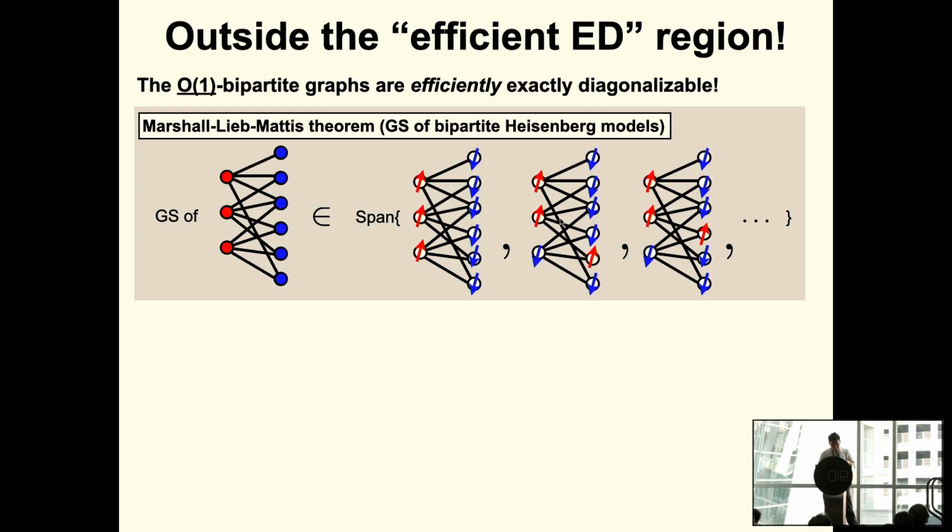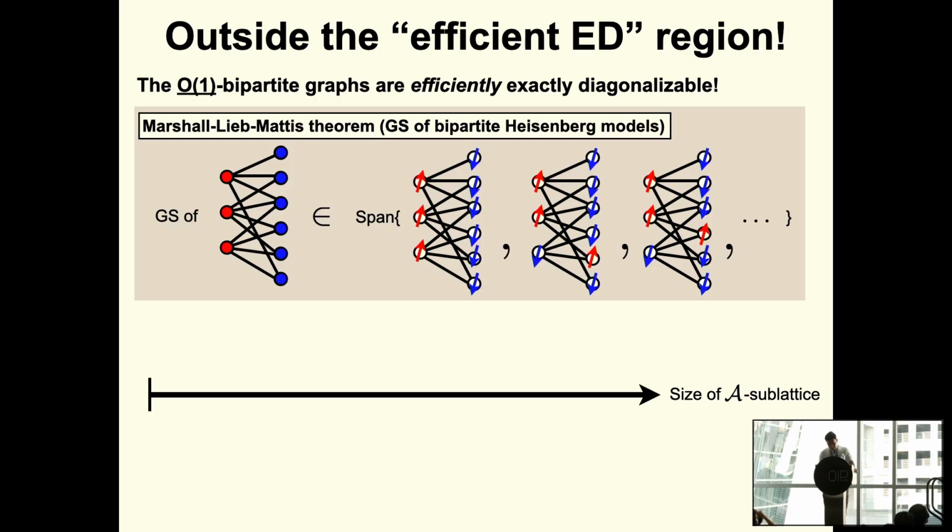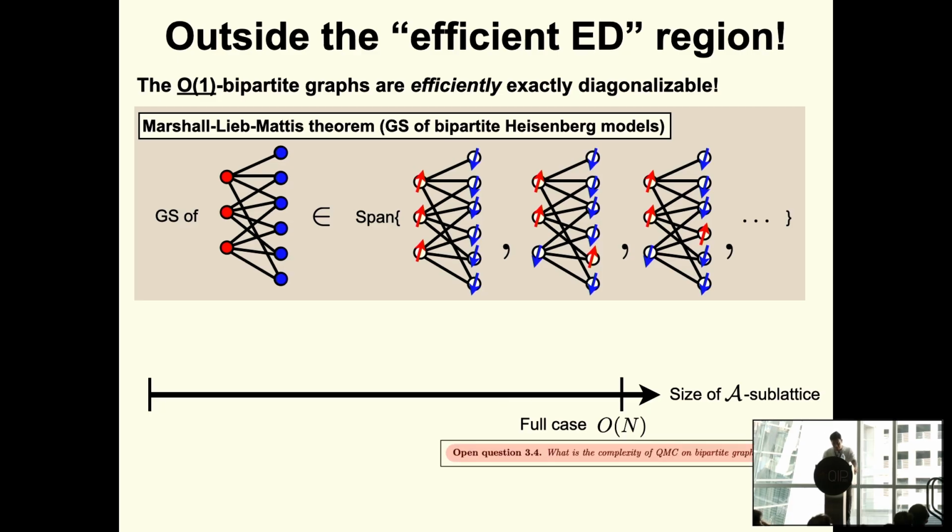But that's only true if k is order 1. So we can say that depending on the size of the A sublattice, for the most general case, of course, we want to consider order n number of A sublattice sites, and that's exactly what this open problem is about.